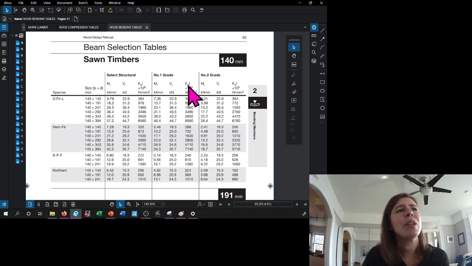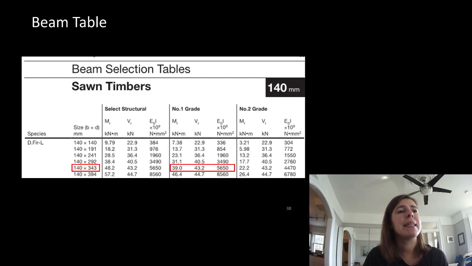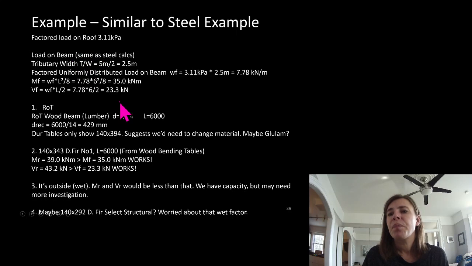Look, they give us something to do with I here. I can tell you that if I was mean and made you worry about deflection criteria for wood, you would have to pull off what that is. Because the E is a bit of a pain, they lump it over into the look it up side, but it's the same premise that we would have done with steel. But I've only asked you to look up MR and VR, so 39 for MR and 43.2 for VR. We know that it's wet and it's outside, so those might not be exactly right. So again, the load, MF and VF, same as what we found for our steel one: MF of 35 kilonewton meters and VF of 23.3.